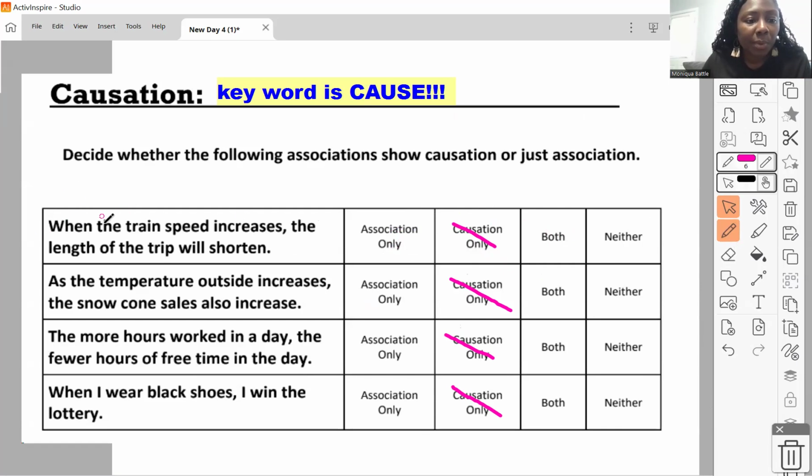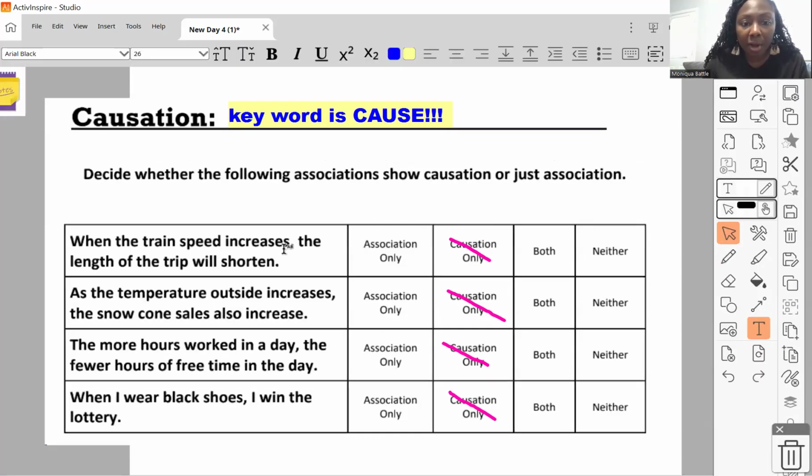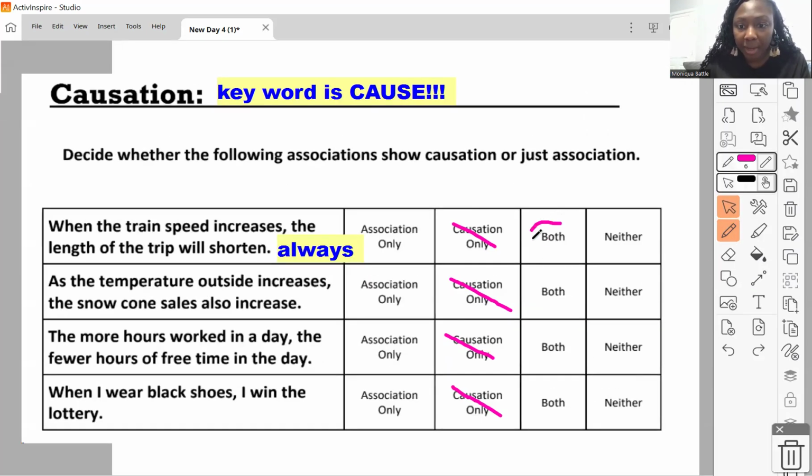Number 1 says, when the train speed increases, the length of the trip will shorten. Okay, so let's think about a train. If the train is increasing in speed, is that going to cause the length of the trip to shorten? Think about the faster you go, it's going to cause your time to shorten. You're not going to be in that train for that long if that train's going really fast, right? So this one is definitely always going to happen. And if it always happens, I'm going to put always right here. That means it is both a causation and association.